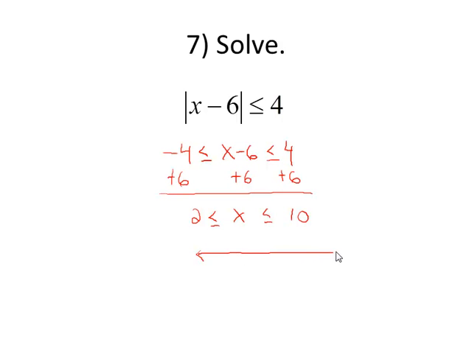On the number line, it's going to be a closed circle at 2, another closed circle at 10, and we shade between those. Interval notation: 2 comma 10 in brackets. Now again, absolute value less than a positive number is the situation where we trap the absolute value.